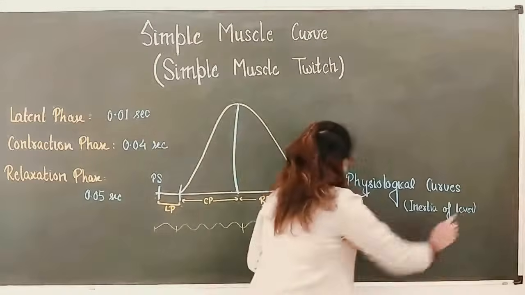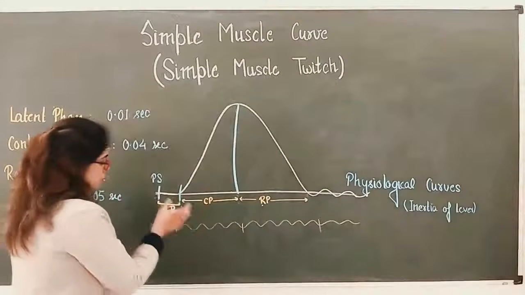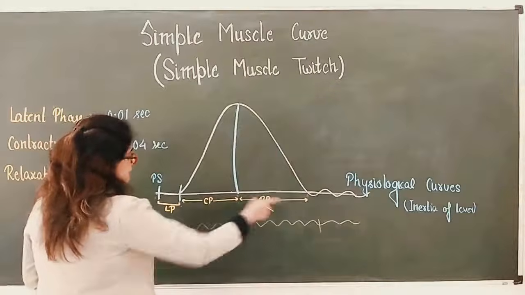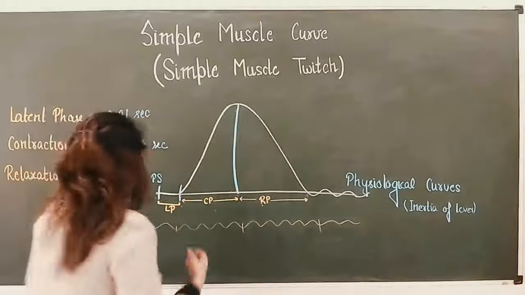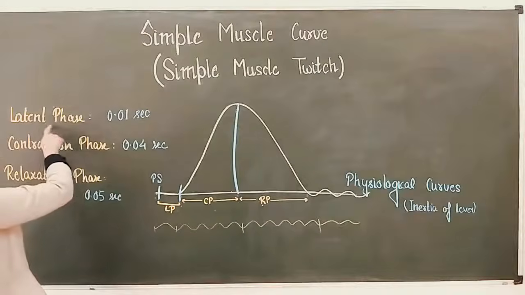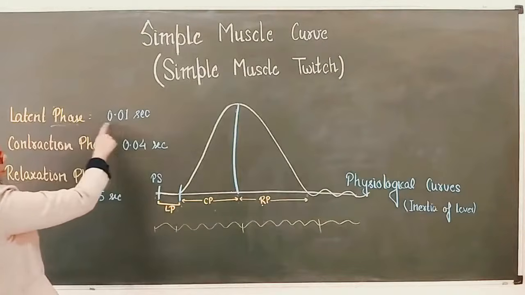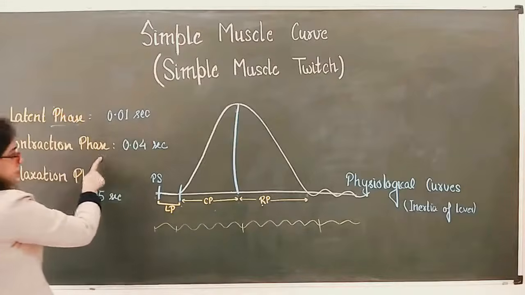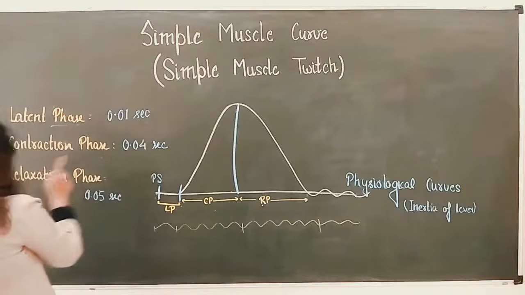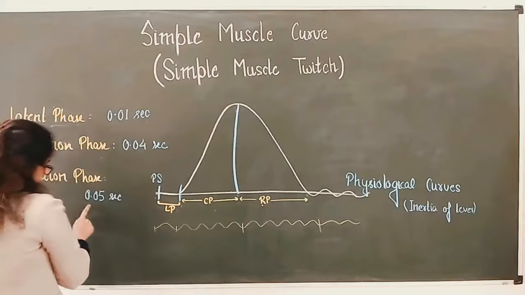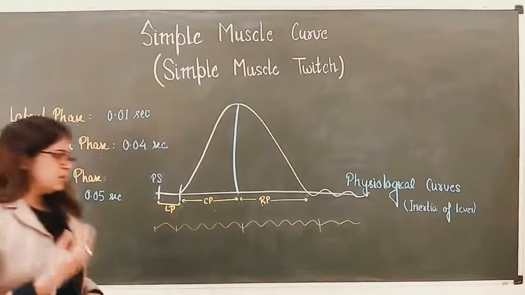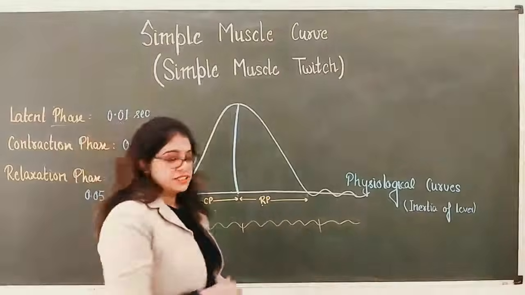Here we can see. Now we must know the normal duration of these phases in the case of frog. Normally the duration of the latent phase is 0.01 second. The duration of the contraction phase is 0.04 seconds. The duration of the relaxation phase is 0.05 seconds. So this is the approximate duration of all these phases.